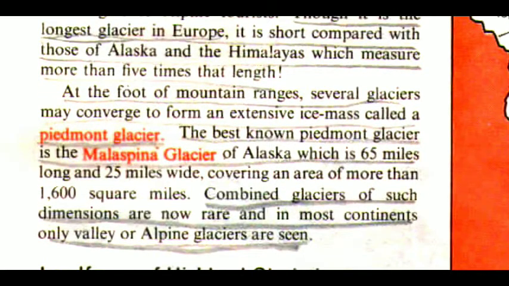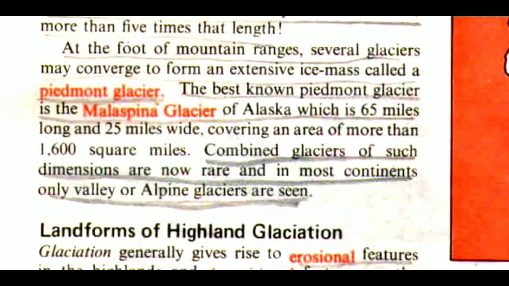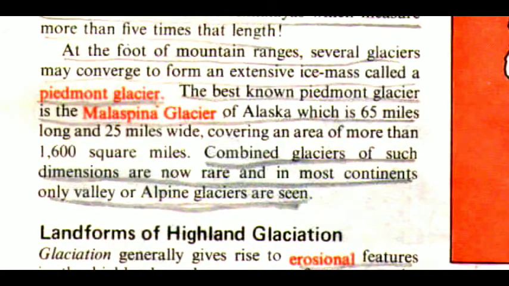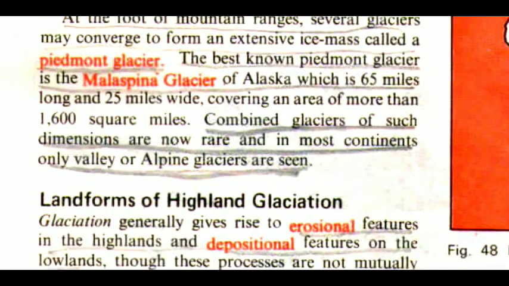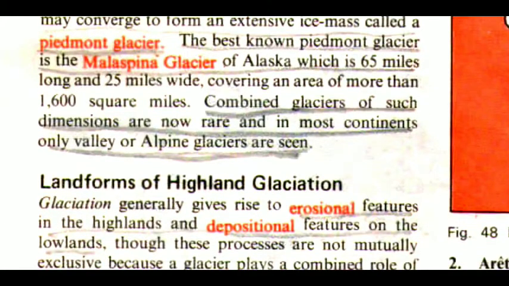At the foot of mountain ranges, several glaciers may converge to form an extensive ice mass called a Piedmont Glacier. The best known Piedmont Glacier is the Malaspina Glacier of Alaska, which is 65 miles long and 25 miles wide, covering an area of more than 1,600 square miles. Combined glaciers of such dimensions are now rare, and in most continents only valley or alpine glaciers are seen.